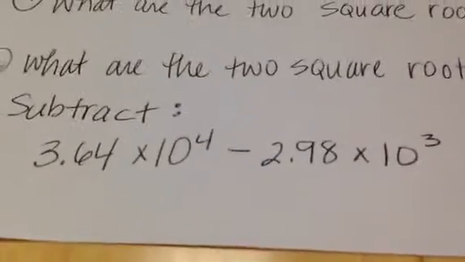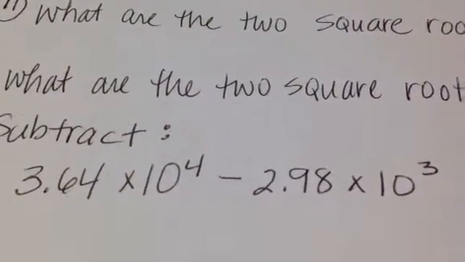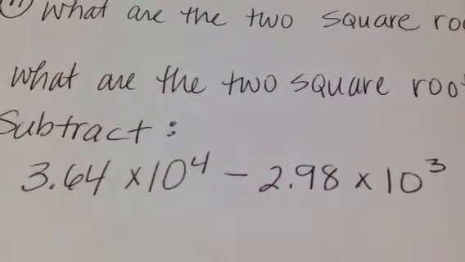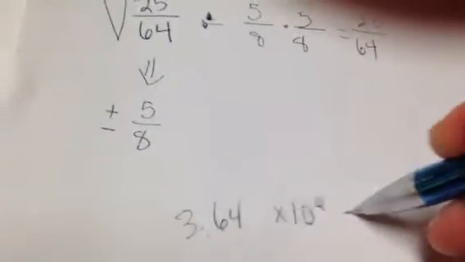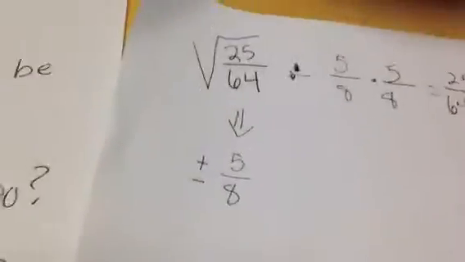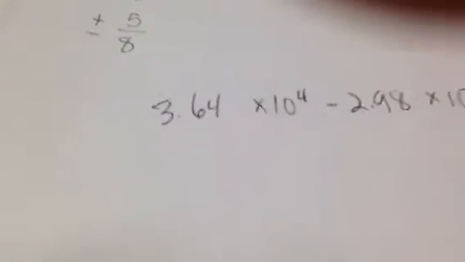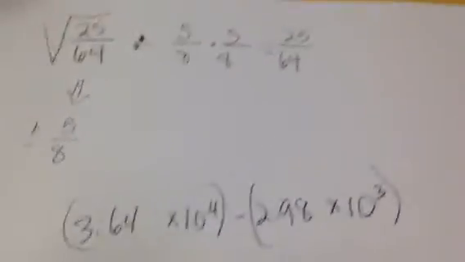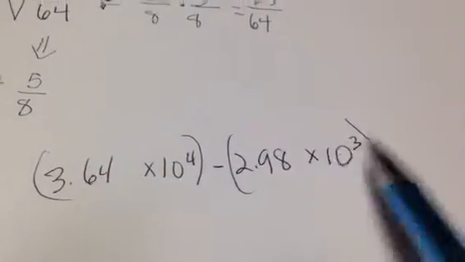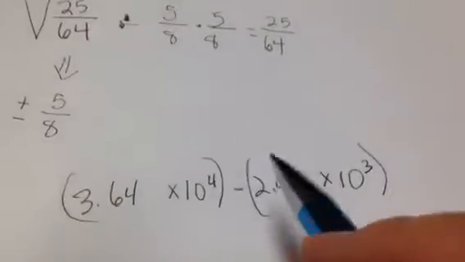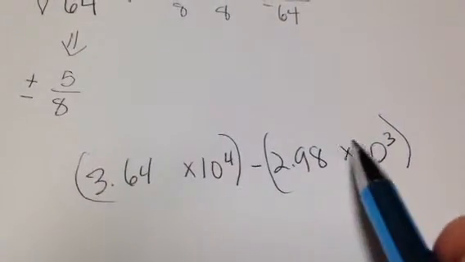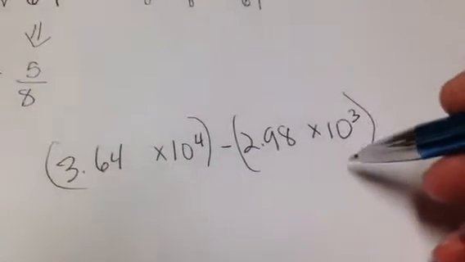And lastly, we're going to subtract these two. 3.64 times 10 to the 4th minus 2.98 times 10 to the 3rd. Again, when we add and subtract numbers written in scientific notation, our exponents have to be the same. So what we're going to do is either make this a 3 or make this a 4. Well, just for fun, let's make this one a 4.